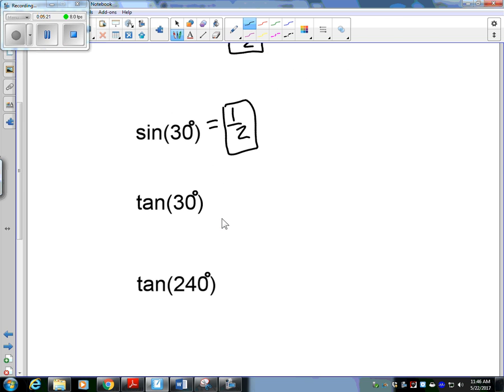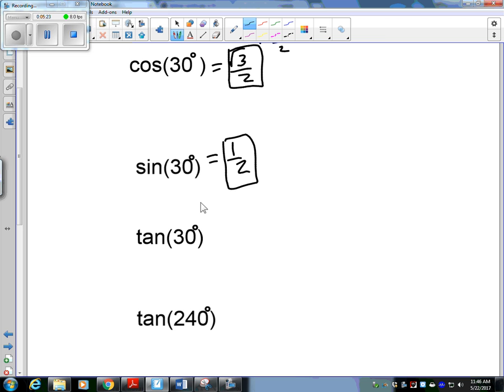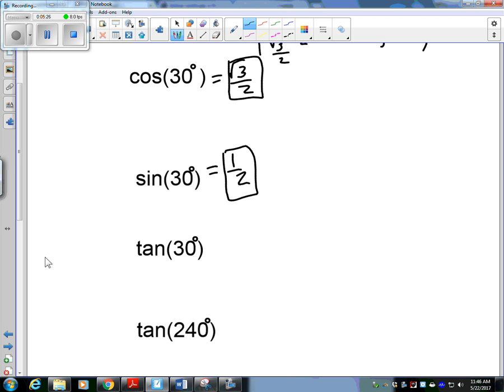Now we have tangent of 30. Tangent is equivalent to the sine over cosine. So sine divided by cosine. So tangent of 30 is the sine of 30 divided by the cosine of 30. I guess I should write that, since this is the first time you've seen this. And since in the previous problems we found these, the sine of 30 is 1/2.